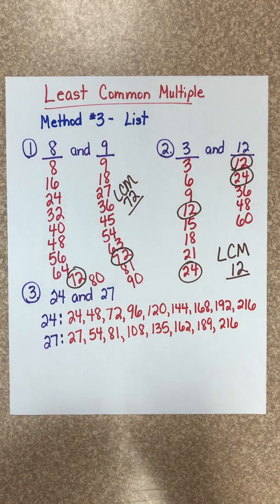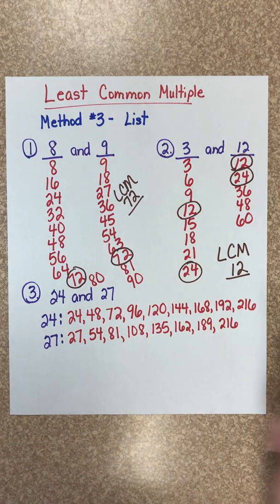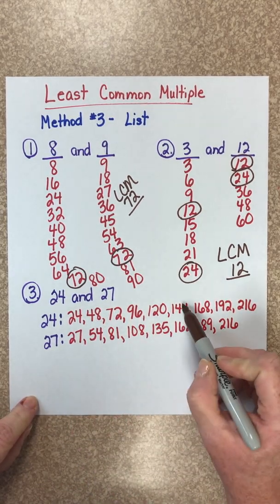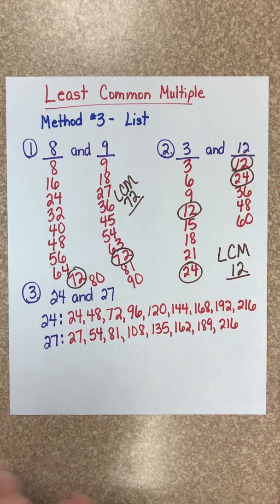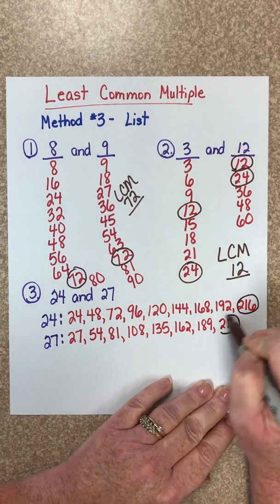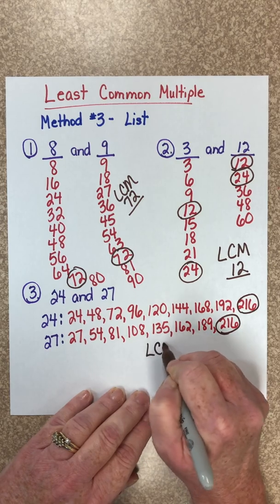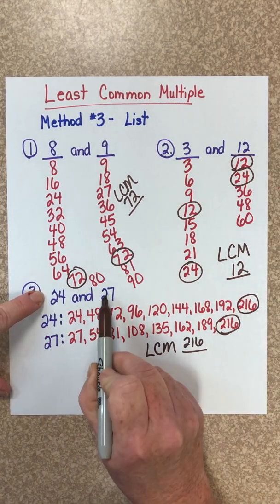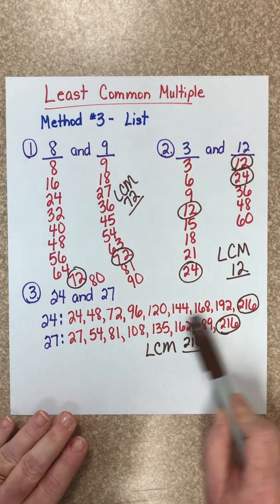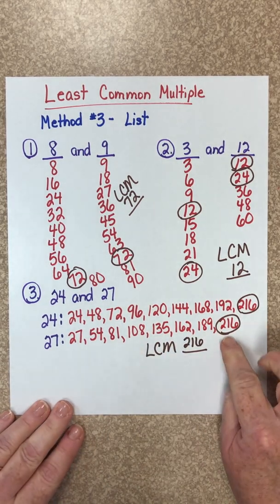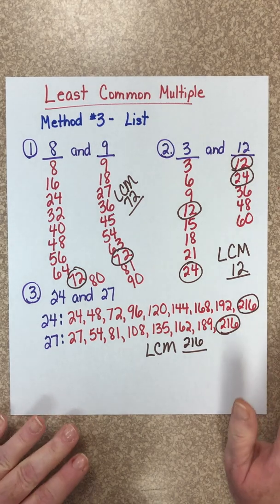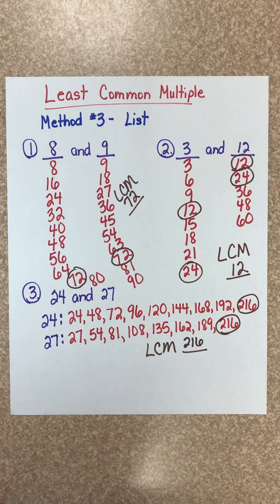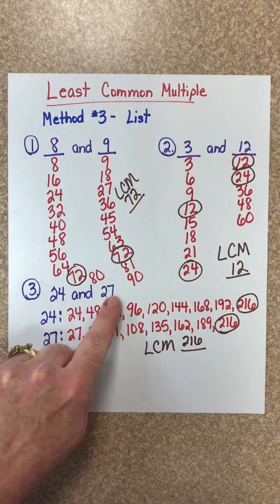So now if you look at this, I'm going to stop there. Now if you look at these two rows and see which number is the same in each row, notice it's 216. So the least common multiple is 216 between 24 and 27. But notice these numbers do get rather large. So again, you may choose to look at the cake method or the tree diagram instead of the list method, especially when your numbers get much bigger here.